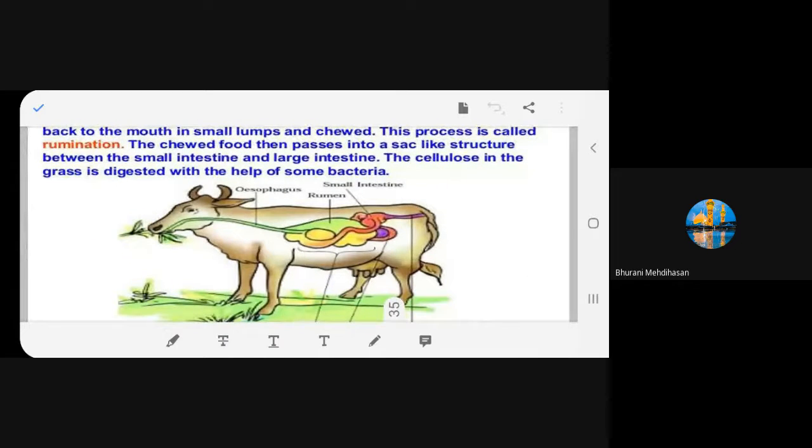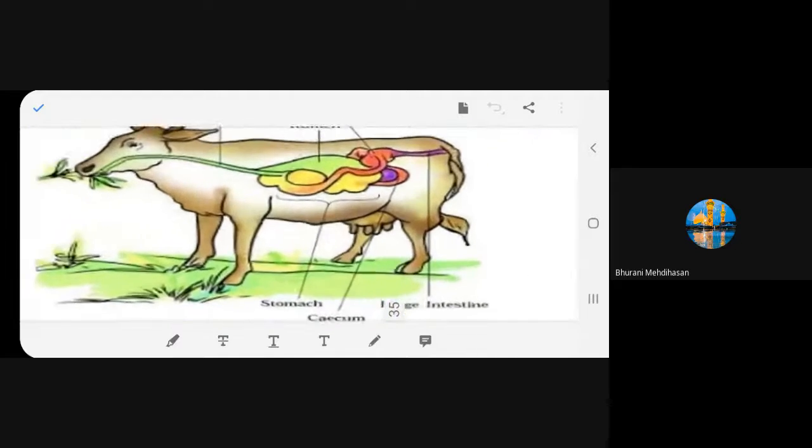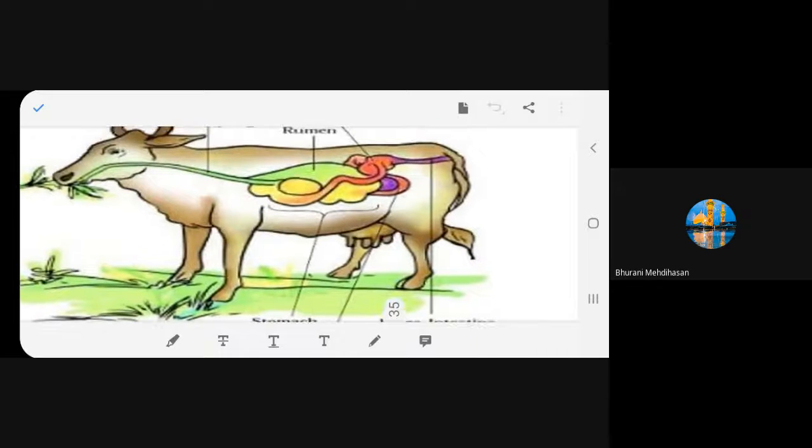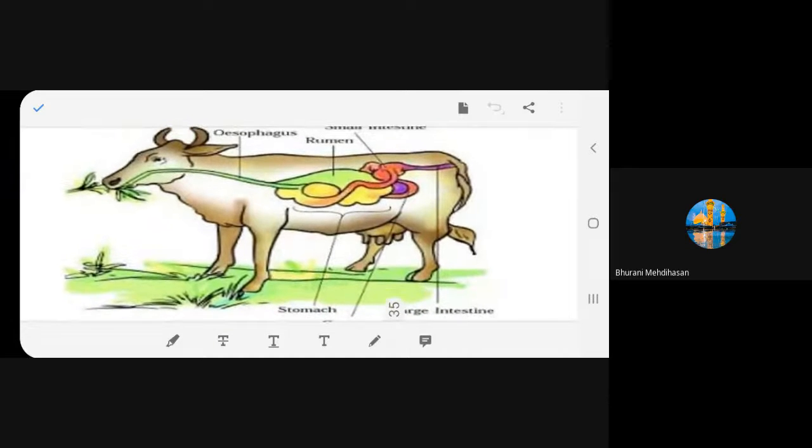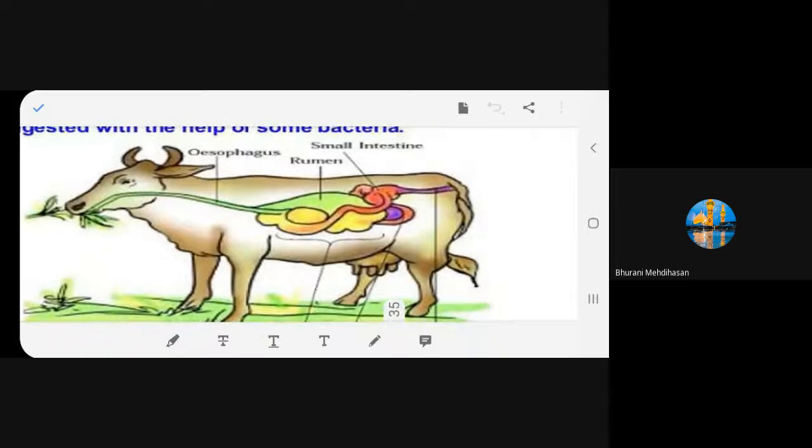I'll show you over here. This is the rumen where you have got the curd. So the animal takes small pieces of half chewed grass from the rumen.